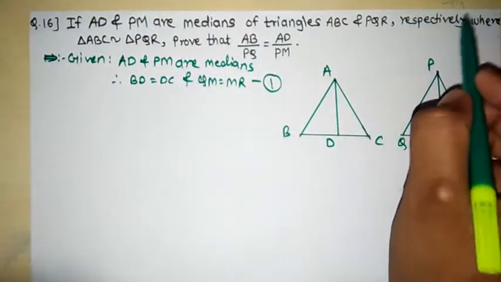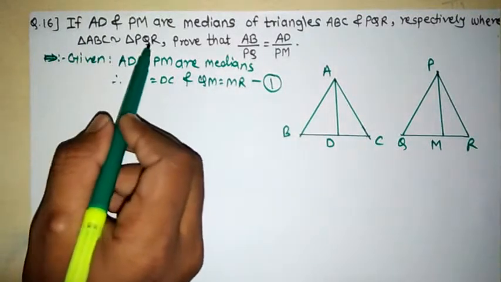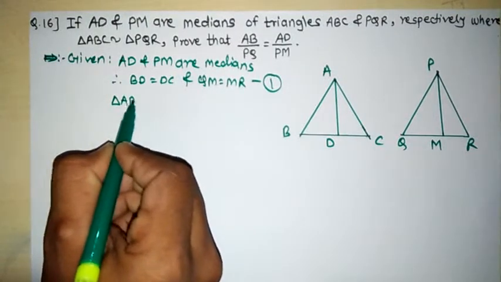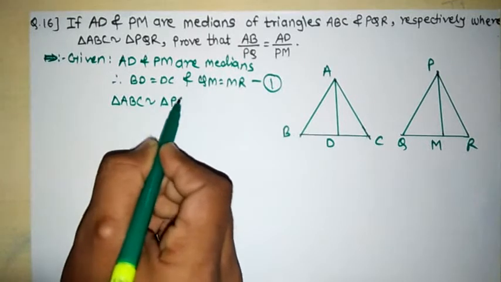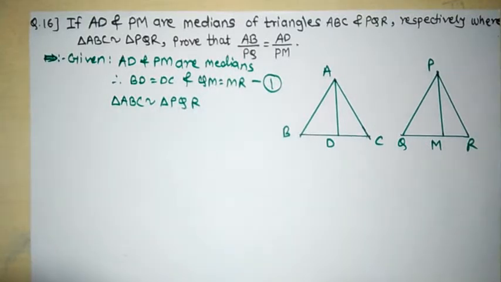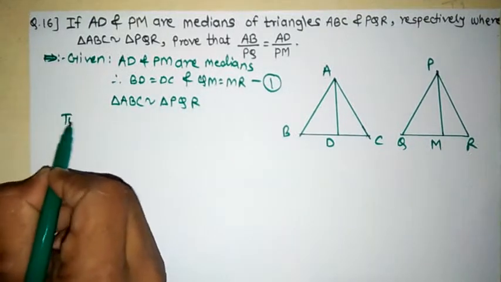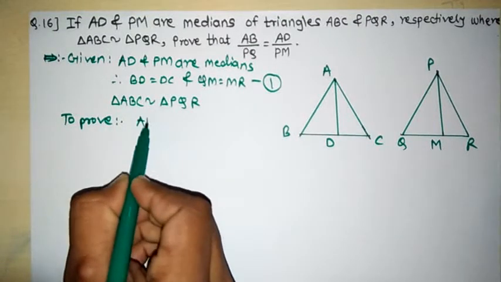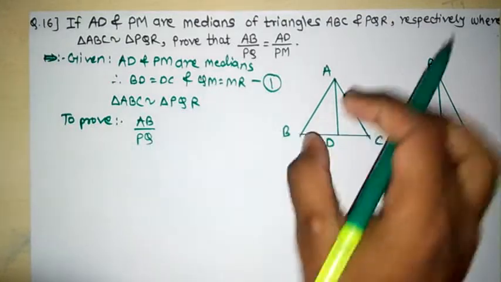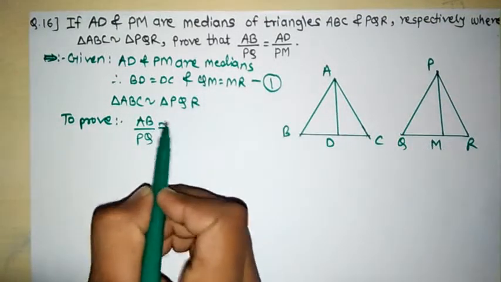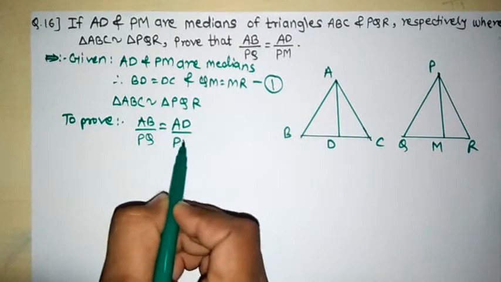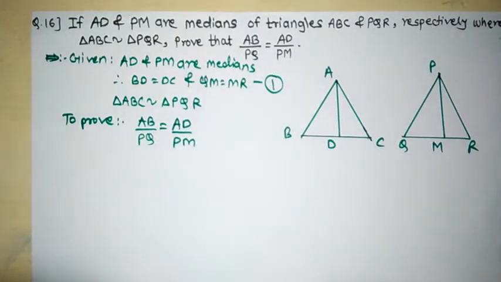And one more thing is given: triangle ABC is similar to triangle PQR. It is also given here. To prove, what we have to prove here? Here we have to prove AB by PQ is equal to AD by PM. That is the median ratio. See here how to prove this.